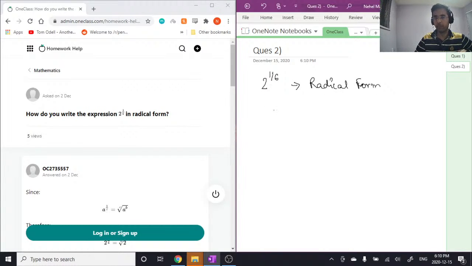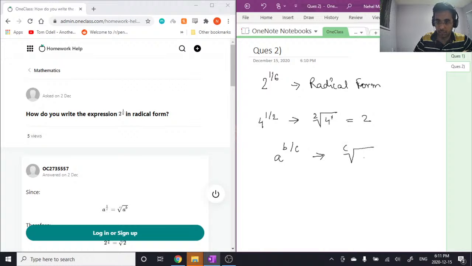So if I were to quickly give you an example of what radical form is, if I was given 4 to the power of 1/2, I can simply say this is equal to the square root of 4 to the power of 1, and then the 2 comes out of the square root, which we all know is equal to 2. So similarly, you can see a pattern here. If we're given any number a to the power of b/c, the simplest way of writing it would be the c-th root, c comes out, a stays in, to the power of b.